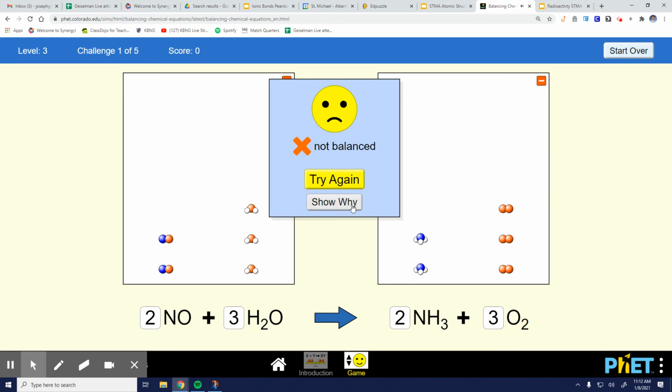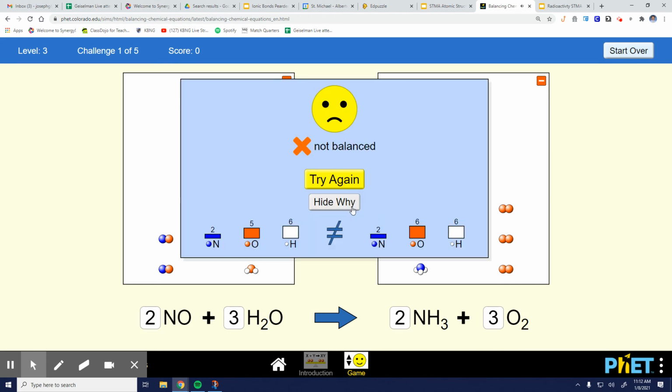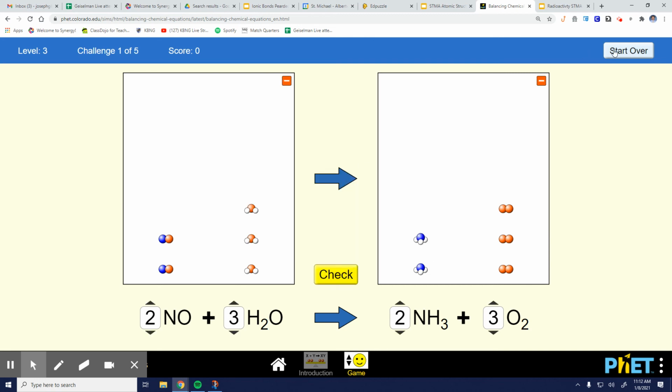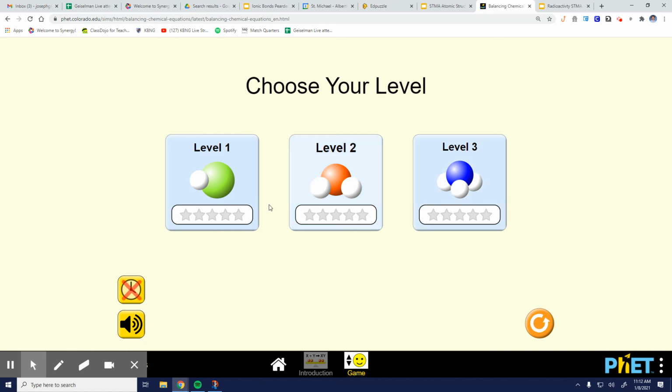Now, if I check and I'm wrong, it will show me why. All right. I see that I have 5 oxygens and I have 6 over here. My job is to correct that, and I can try again. I can completely start over with the whole thing with that level. This will hit refresh, and this will clear it.